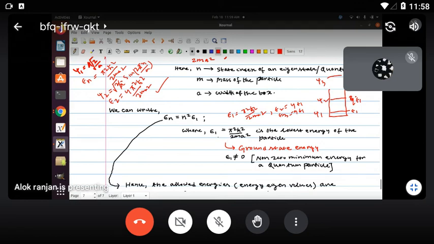And most importantly, the ground state energy is not zero, which is pi square h bar square over 2m a square. This is one of the characteristic features of a quantum system, a quantum particle: non-zero minimum energy associated with the quantum particle. So in short, we derived a set of allowed energy levels, that means discrete energy levels, which is one of the properties of quantum systems that we talked about in the very beginning of the quantum chapter.